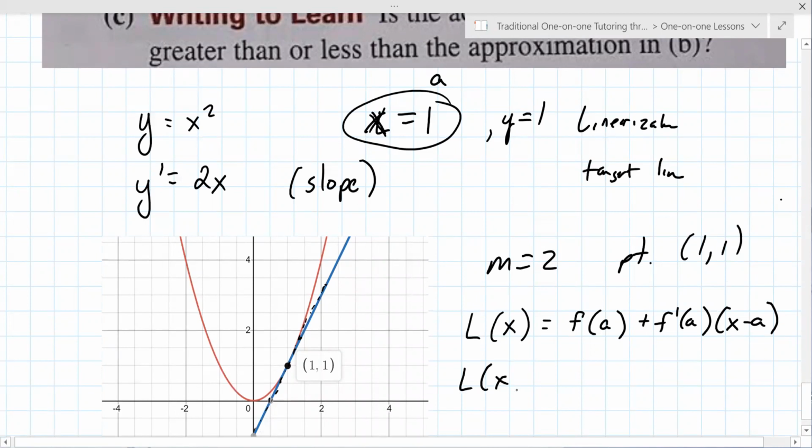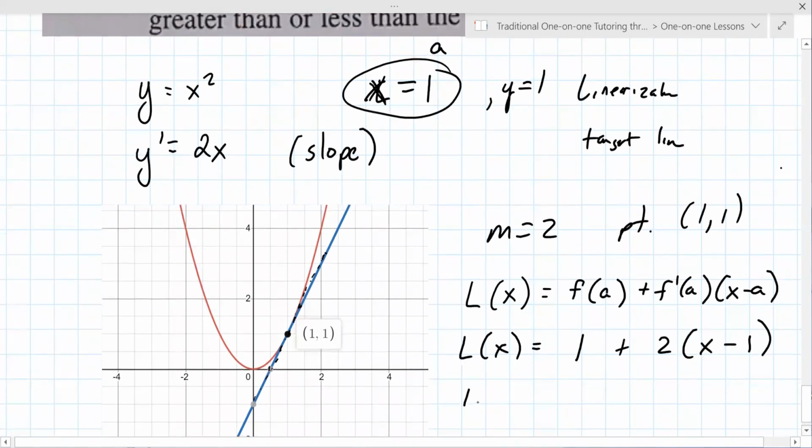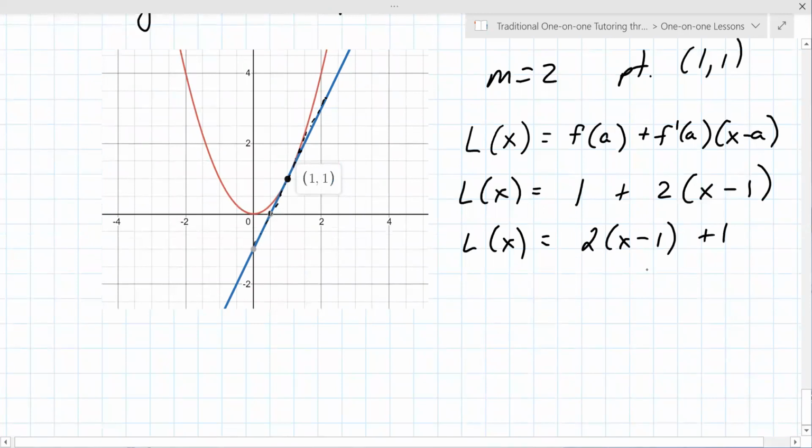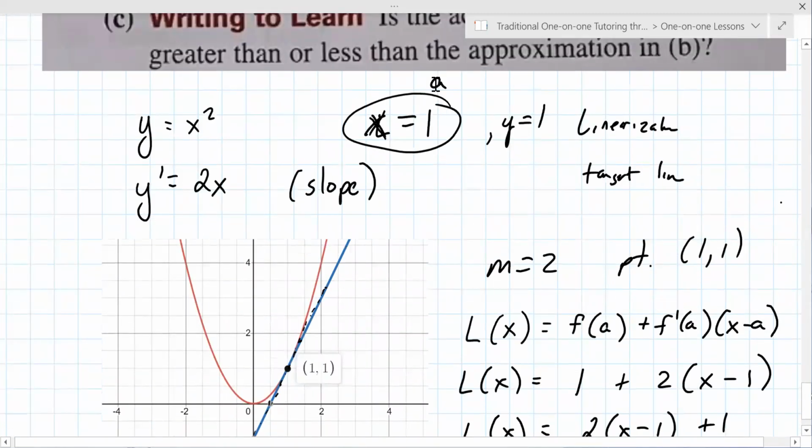So the linearization of x, f of A, what is f of 1? That's the y value, that's 1. Plus, what's the derivative at 1? The derivative at 1 is 2. A is 1, okay? Okay. So notice another way to write this, 2 times x minus 1 plus 1. And if I wrote point slope form below this, you would see that all I did was move this value over. So all you're doing is finding 2 things. You're finding the ordered pair, and then you're finding the derivative and evaluating that at that point. So this is the formula you need.